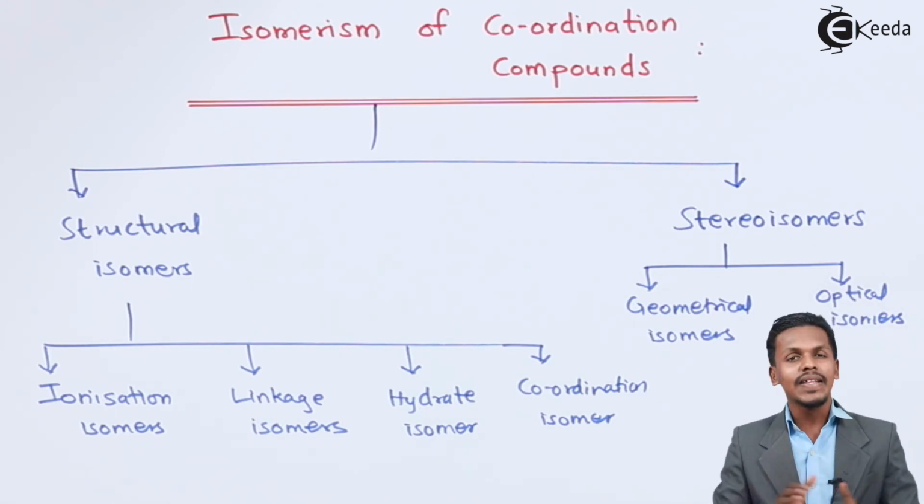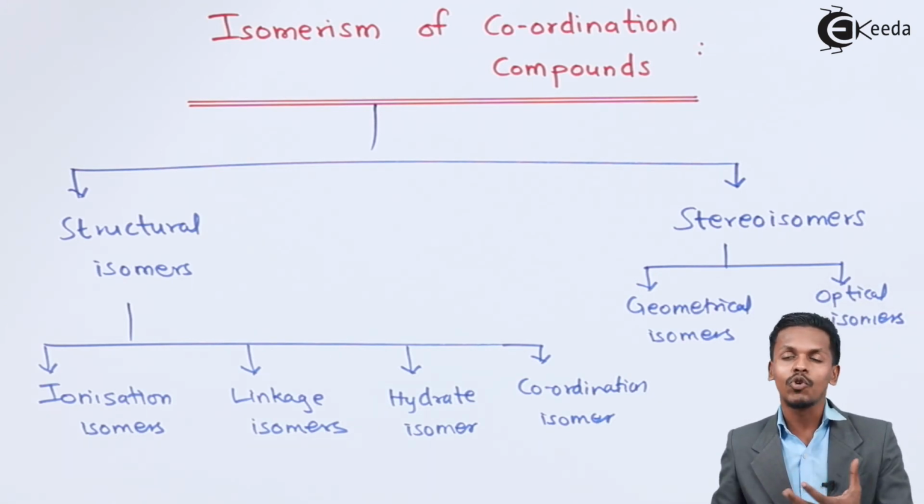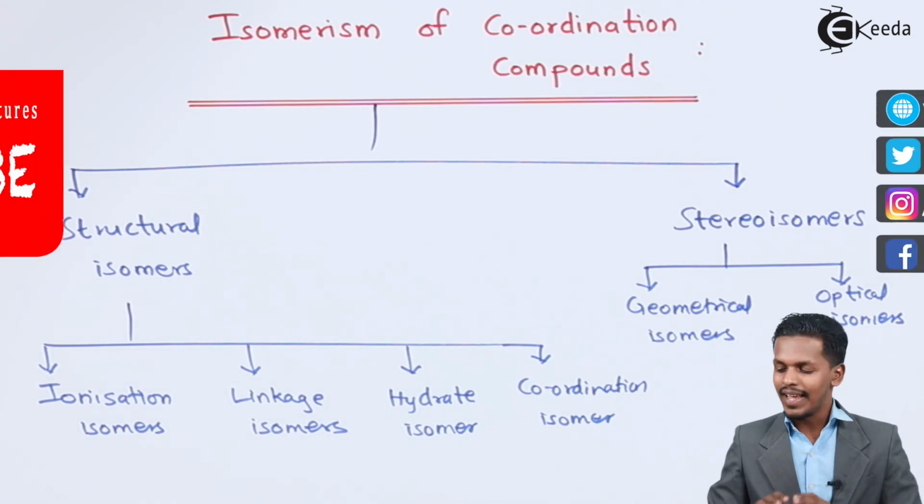So therefore this was nothing but the isomerism that could be exhibited by the coordination compound, and that's it.